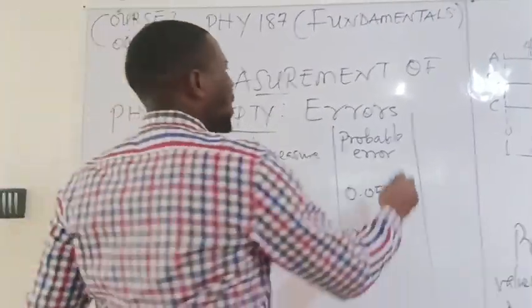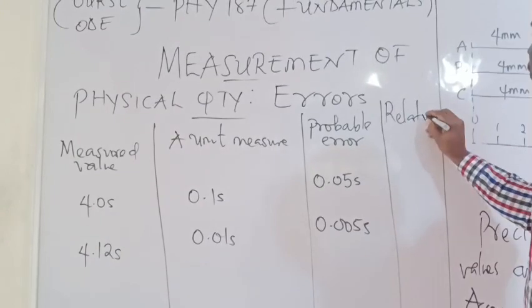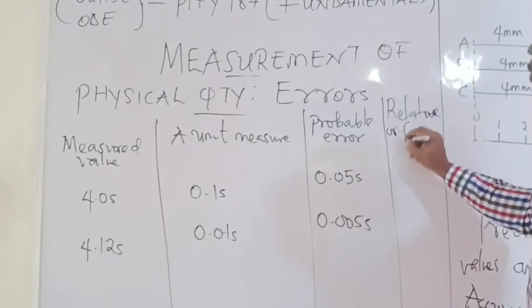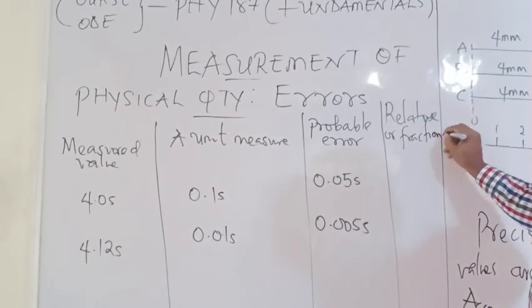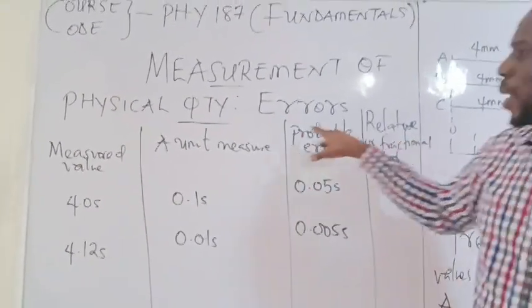Alright, now what is the relative error? We call it the relative or the fractional error. It is simply dividing the probable error by the measured value.